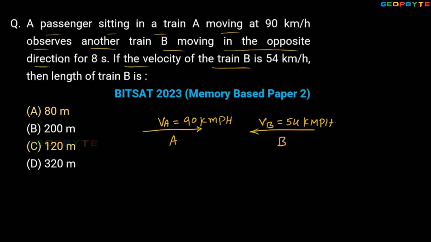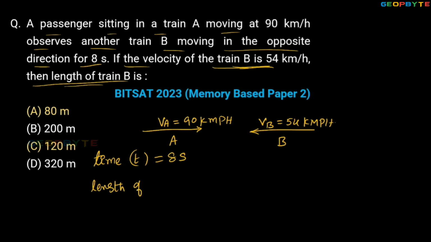Okay. Next. So a passenger sitting in a train A moving at a speed of 90 km per hour observes another train B moving in the opposite direction for 8 seconds. Time t equal to 8 seconds. The velocities of the trains are given. What is the length of the train B? You are asked to decide the length of train B.